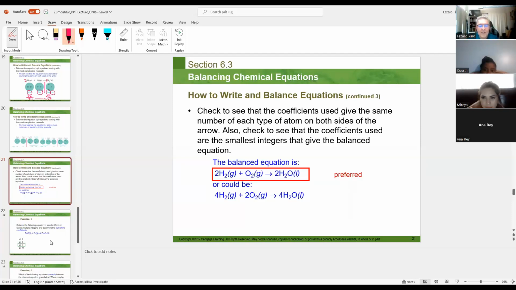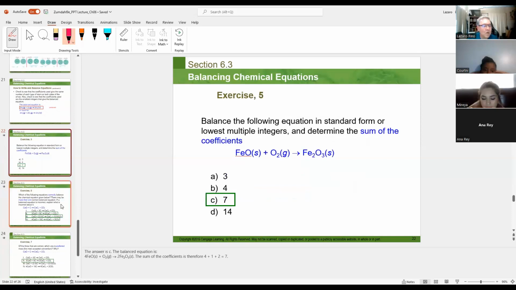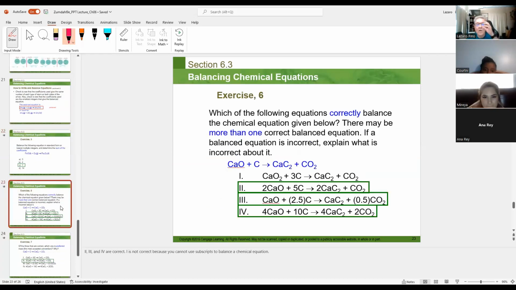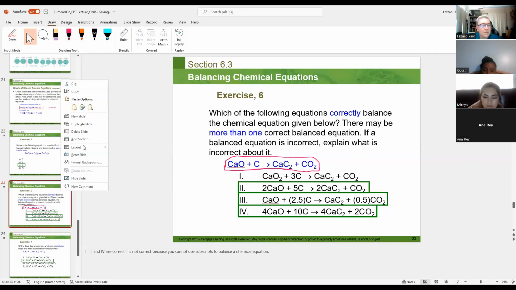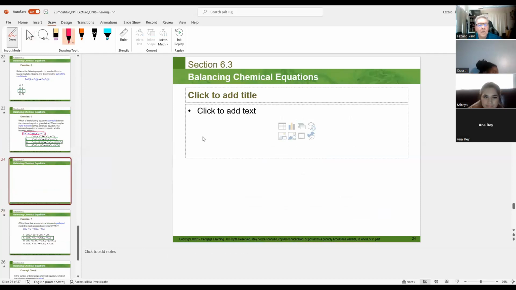Okay. This was what I was explaining to you. All right. Here we have another equation. This is the equation they are talking about. They want you to tell what is the correct balanced equation. Well, what I'm going to do is do the process. I'm going to do the process, add a new slide.